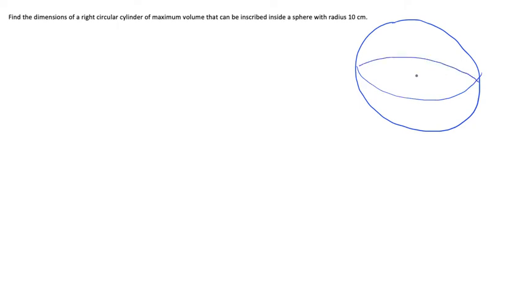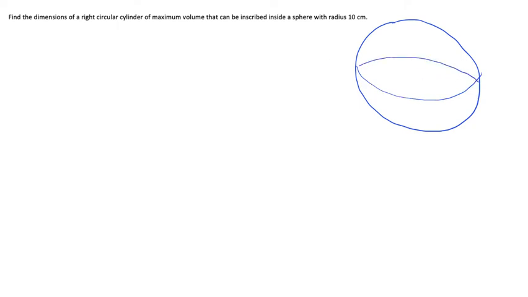Find the dimensions of a right circular cylinder of maximum volume that can be inscribed inside a sphere with a radius of 10 centimeters. All right, so let's go ahead and try to draw our sphere. A sphere is, of course, just a ball, a three-dimensional ball, a little something like this. We know that the radius is 10 centimeters.